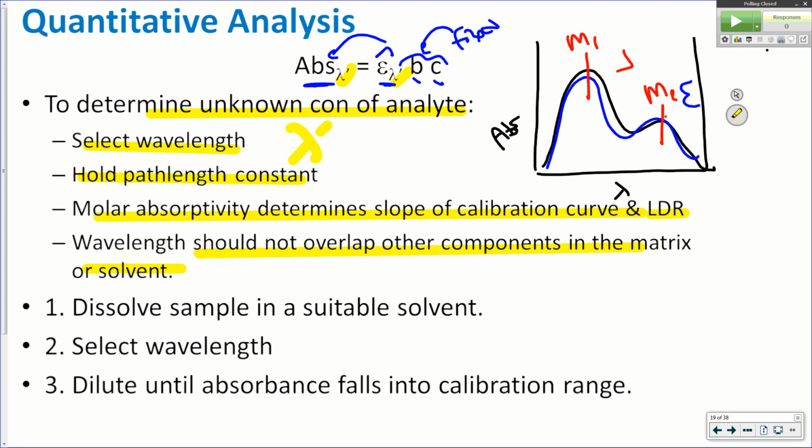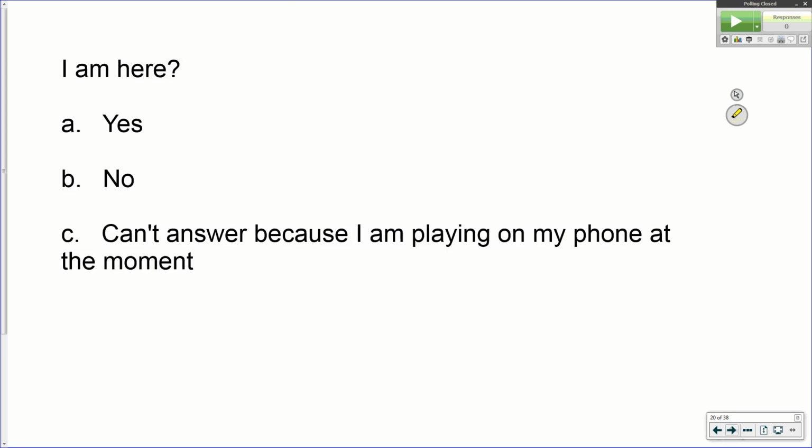And kind of the steps we do is we dissolve the sample in a suitable solvent. Sometimes that requires some type of pre-treatment, maybe like a digestion of a sample. Sometimes it's filtering. There's a lot of sample treatment that you have to do. In fact, that's a course in its own. Choose your wavelength, and then, like we had to do yesterday, dilute until it falls into your calibration window. Okay, so if it's above your linear dynamic range, you have to get the sample in that window.